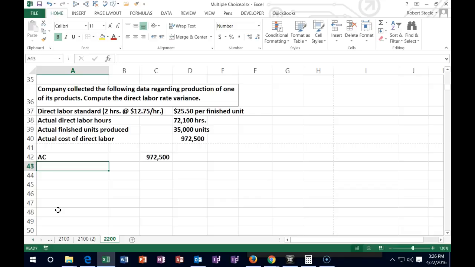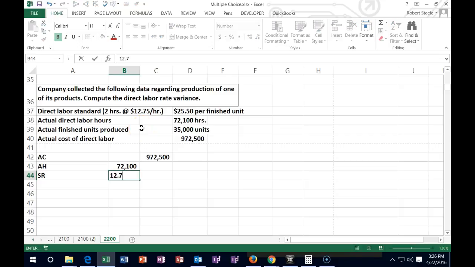So we can take the 9725 and we want to compare that to the actual hours. So the actual hours are going to be here. They gave us the actual hours direct labor 72100, and we need to multiply the actual hours times the standard rate. So we're using not the rate that actually happened, we're taking the actual hours times the standard rate, and that up here is the $12.75. So 12.75, and I'm going to add some decimals.